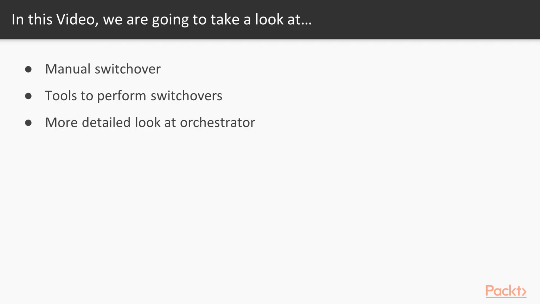In this video, we are going to take a look at how to perform a switchover manually. After that, we will learn about how it's typically done in production systems using tools. Last, we will take a more detailed look at one of the tools, and that will be Orchestrator.